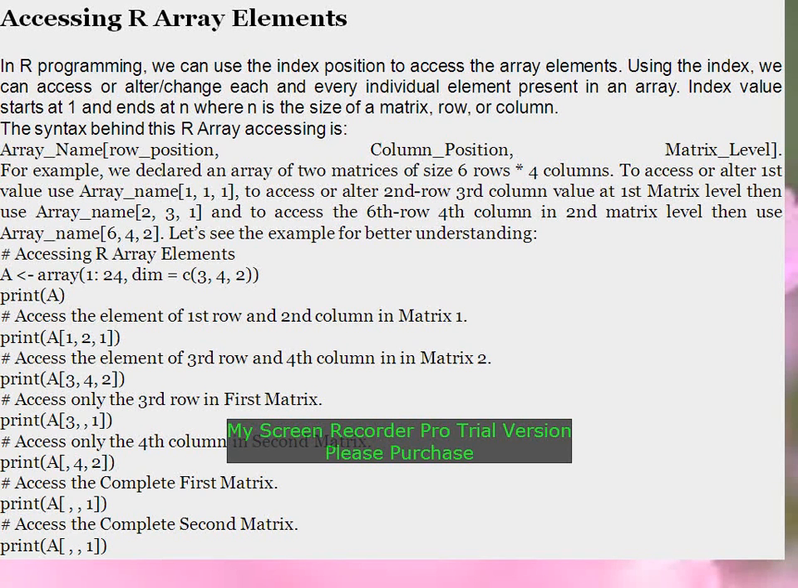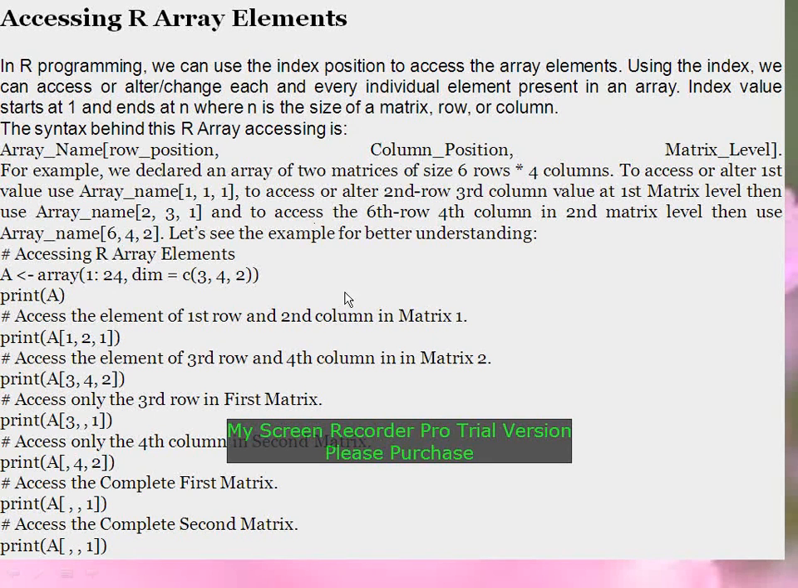To access the array elements using the index, we can access or alter each and every individual element in the array. The index value starts at 1 in R, but in other languages it starts at 0 and ends at n, where n is the size of the matrix, row or column. The syntax for array accessing is array name of row position, column position, matrix.